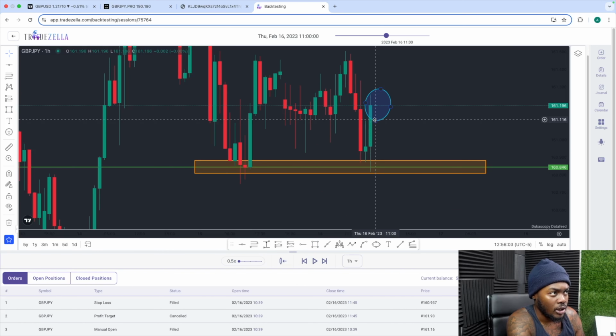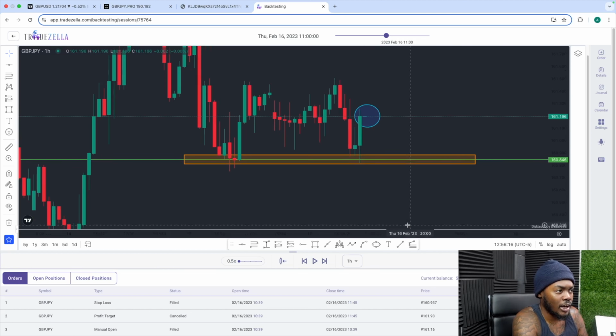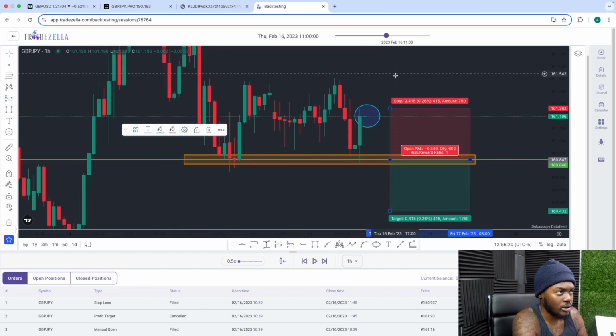Let's just say, though, it is currently 10 a.m. in the morning. I just woke up, or I'm not at my computer at the moment, and I don't want to miss my move. I don't want to miss my trade. So I'm going to enter a sell stop. And this is what my sell stop will look like.